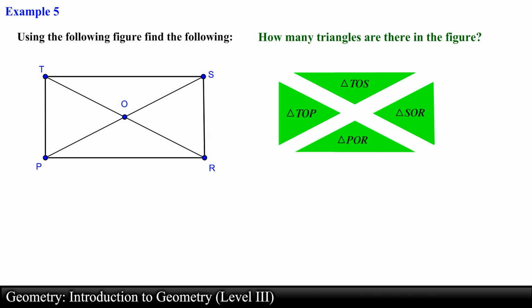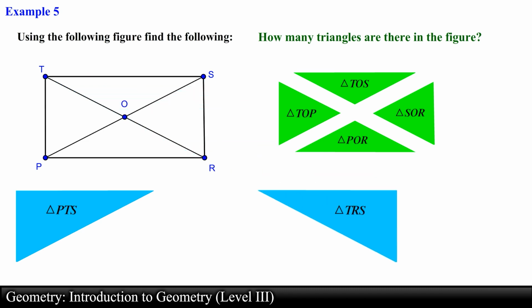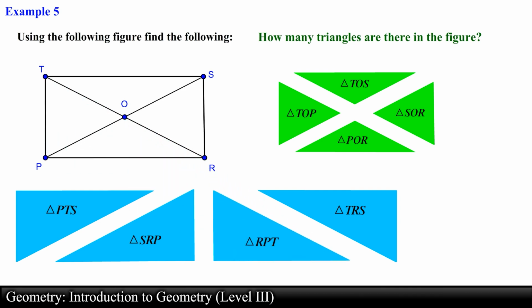It turns out that there are actually other triangles that are formed by these 4 smaller triangles. The first one can be named as triangle PTS. The next one can be named as triangle TRS. Another one can be named as triangle SRP. And the last one can be named as triangle RPT. So there are a total of 8 triangles in this figure.